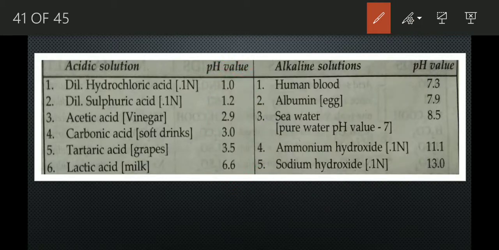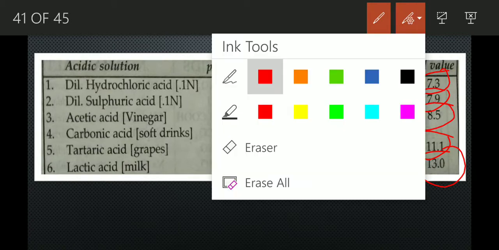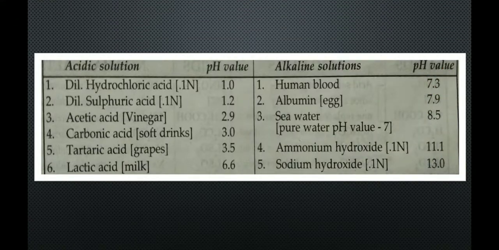Now, for alkaline solutions, human blood, the pH is 7.3. It is slightly basic. Whereas in case of ammonium hydroxide, it is 11.1. And sodium hydroxide is very, very basic with pH 13. Okay? And the albumin, which is present in egg, is 7.9. And seawater has a pH of 8.5. Okay? So these are the pH values of some common substances.